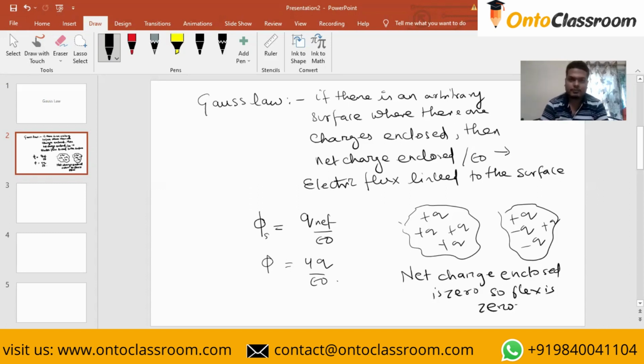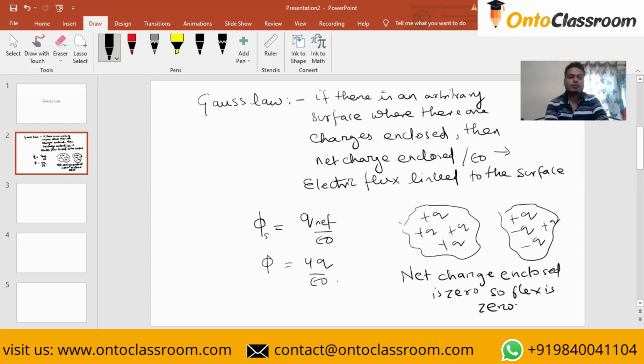That means if the flux linked to a surface is 0, it does not necessarily mean that there are no charges enclosed in that surface. That may mean that the net charge enclosed in the surface, the sum of all the charges, is 0. So we cannot say that if there is an arbitrary surface like a sphere or rectangle with charges inside whose sum is 0, the flux linked to the surface is 0 because the rectangle has no charge present. If it is mentioned that there are no charges enclosed inside the surface, then we can say that the flux linked to the surface is 0.